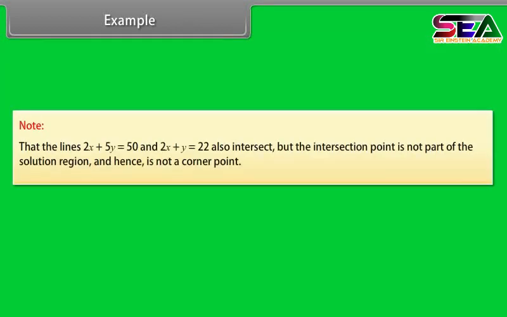Note that the lines 2x plus 5y is equal to 50 and 2x plus y is equal to 22 also intersect, but the intersection point is not part of the solution region and hence is not a corner point.